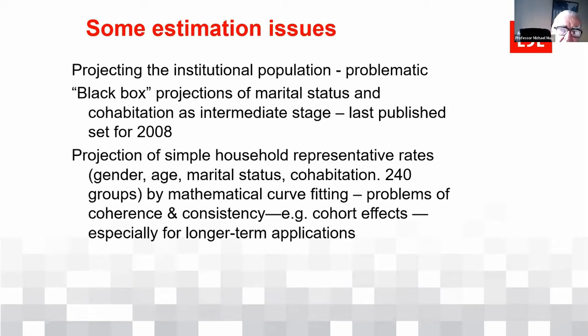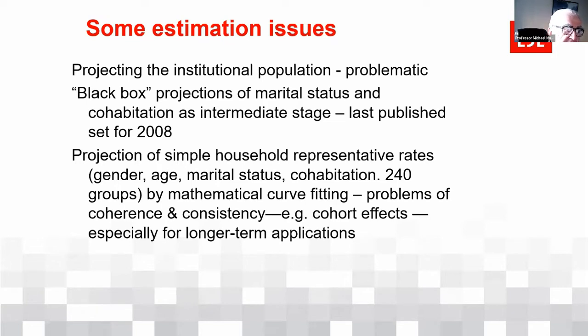The projection of these household representative rates, extrapolation by gender, age, marital status, cohabitation, etc., requires about 240 separate projections to be made by mathematical curve fitting. And of course, that's something which people making standard population projections are well aware of when they've been doing the same for mortality projections in the past.